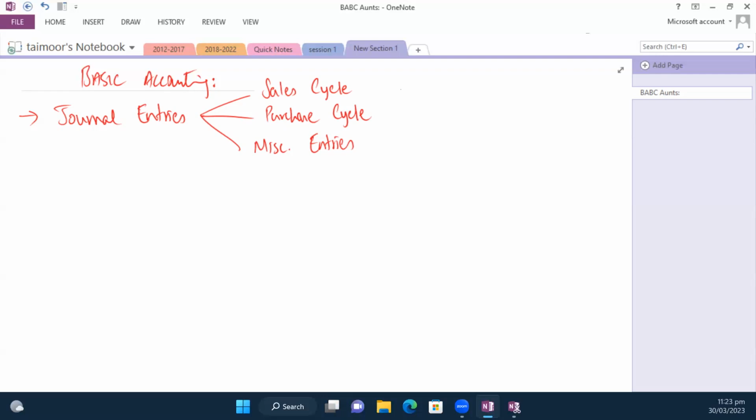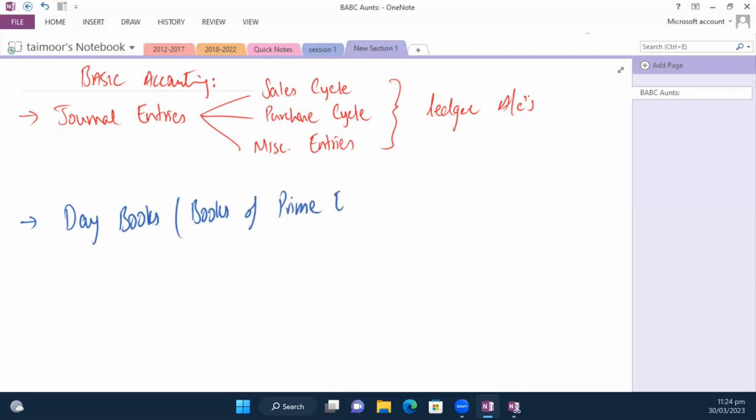Okay, साथ साथ इन्हीं में some ledger accounts, how to make ledger accounts, how to post ledger accounts. So this thing is gonna end pretty soon. इसके बाद we look at day books, also known as books of prime entries. Books of prime entries, we look at the functions of each book.